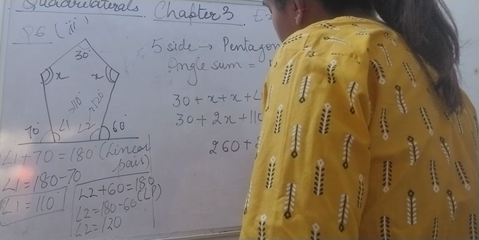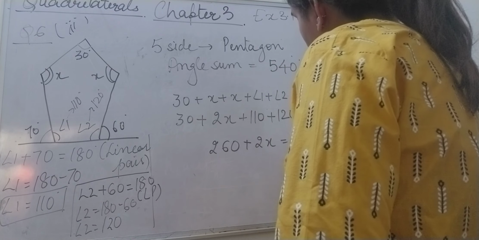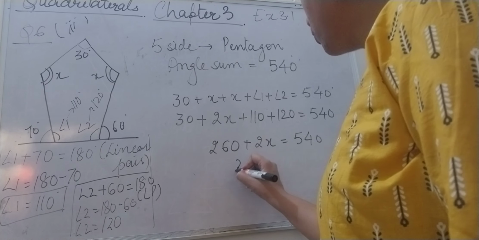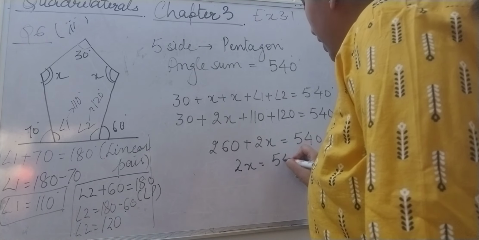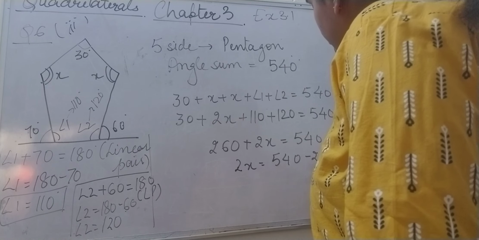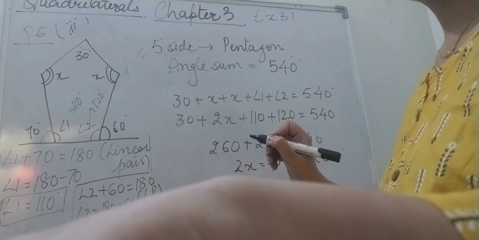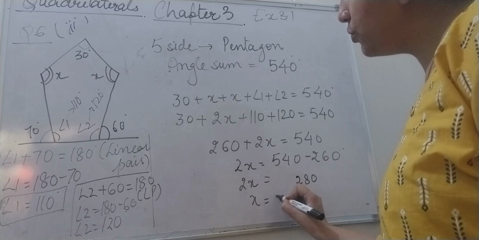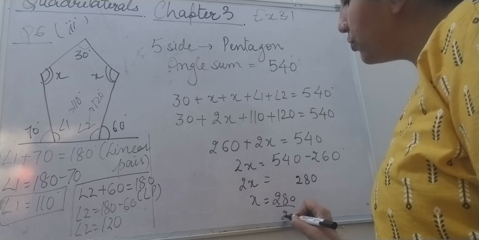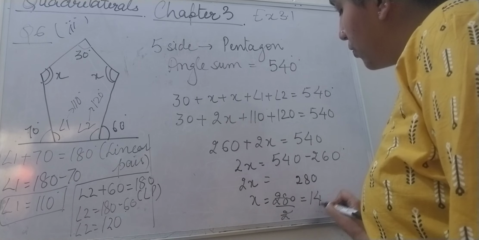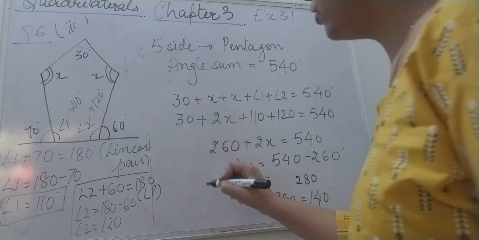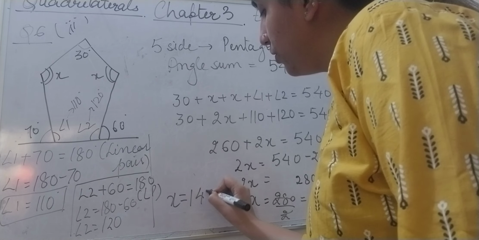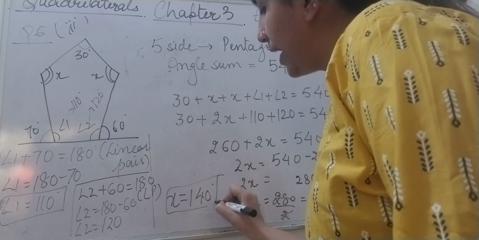260 plus 2x equals 540. Now 2x equals 540 minus 260 degrees. The 2x value will become 280. x equals 280 upon 2, that makes 140 degrees. So the value of x is 140 degrees for both the angles.